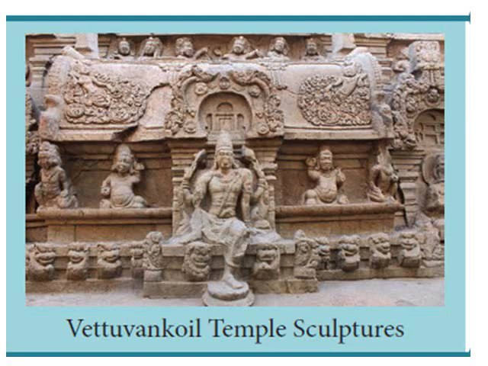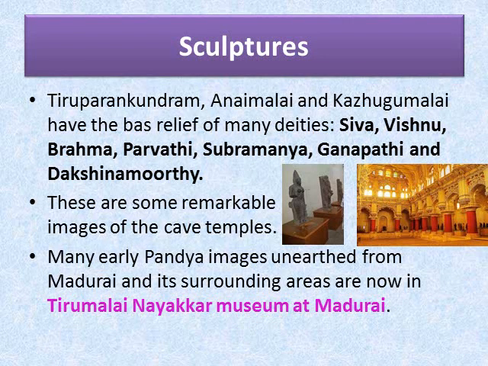What you see on the picture is that of the sculptures in the Vetuvan Koil temple. They are indicative of the Pandyan art during that period. The granite rock looks like a blooming lotus with hills surrounding it on three sides. Dear children, Tiruparankundram, Aanaimalai and Kalugumalai have the bas-relief of many deities like Shiva, Vishnu, Brahma, Parvati, Subramanya, Ganapati and Dakshinamurti.